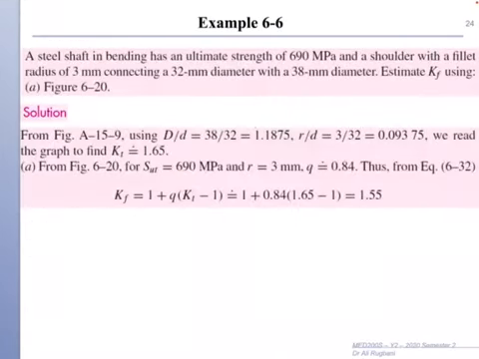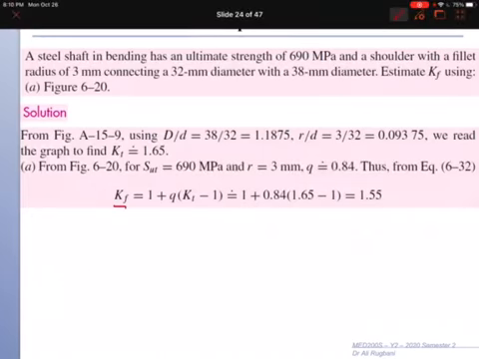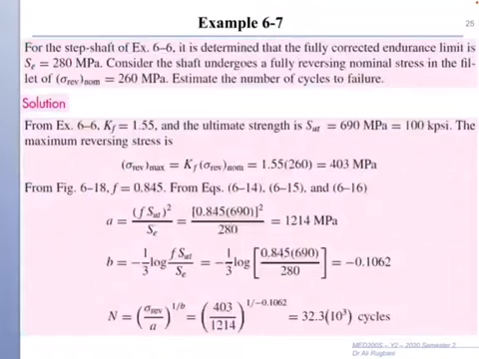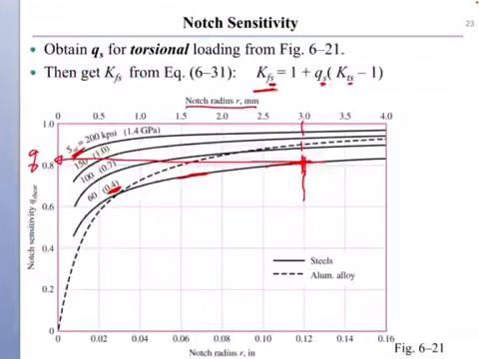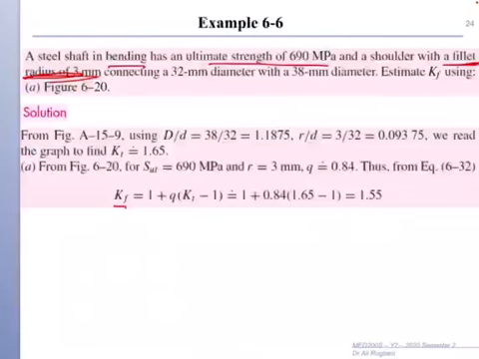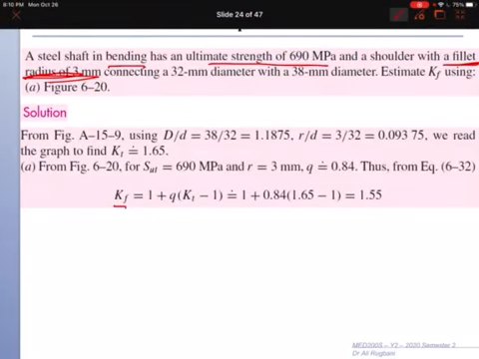Okay, this is an example of how to calculate Kf. You need the type of load. Here we have bending. We have the ultimate strength. This is a fillet radius here, the notch radius. You can see here we have a change in diameter, 32 millimeter and 38 millimeters. So this is a rod connecting two different diameters. So here we have stress concentration.